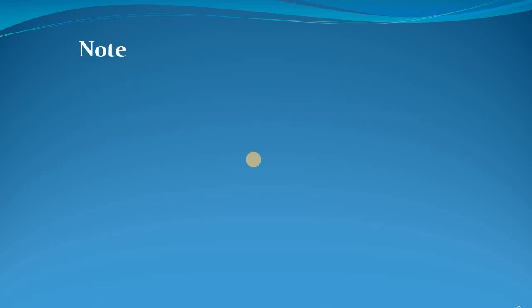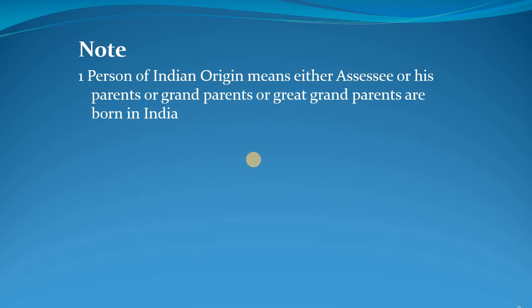So some important points to note. Person of Indian origin means, there is a word called person of Indian origin. Who is this? Either the assessee or his parents or grandparents or great grandparents were born in India. So that particular person is called of Indian origin. Now these days there was a US election and the vice president nominee, Miss Kamala Harris, is known to be of Indian origin because her parents were from India.